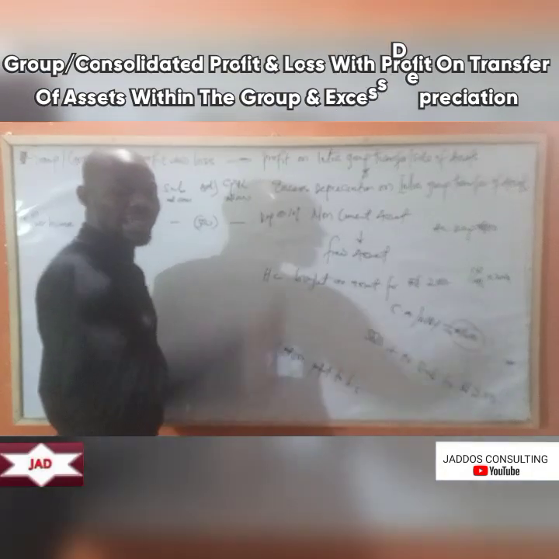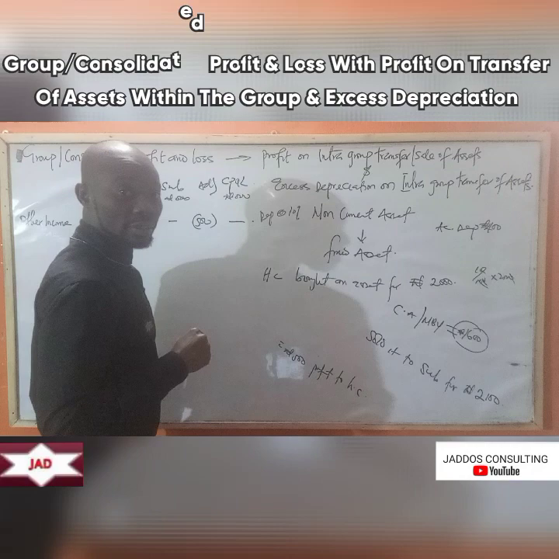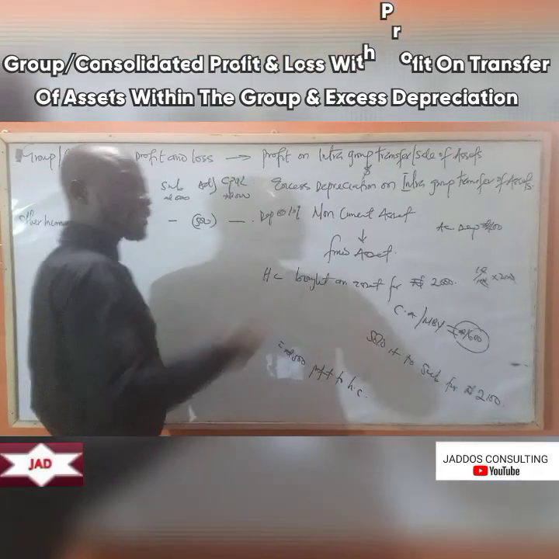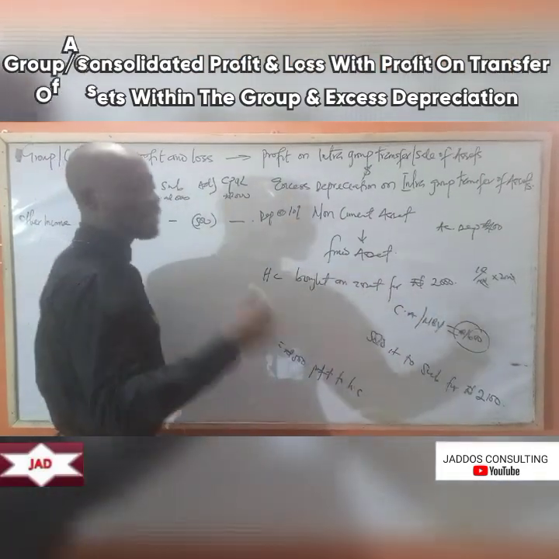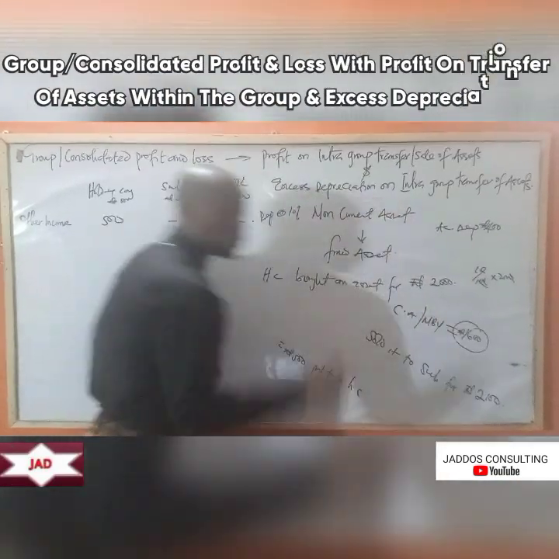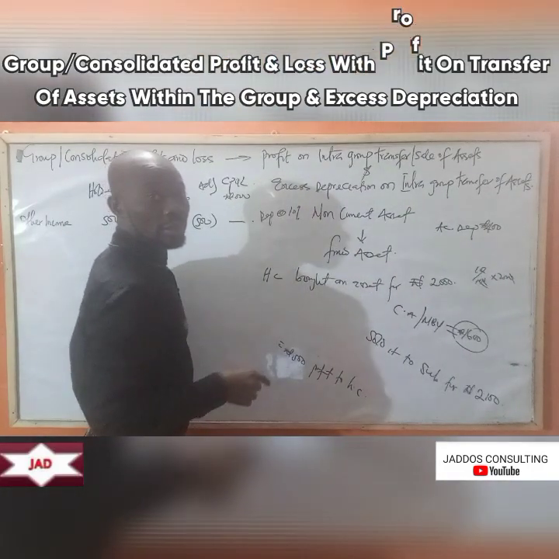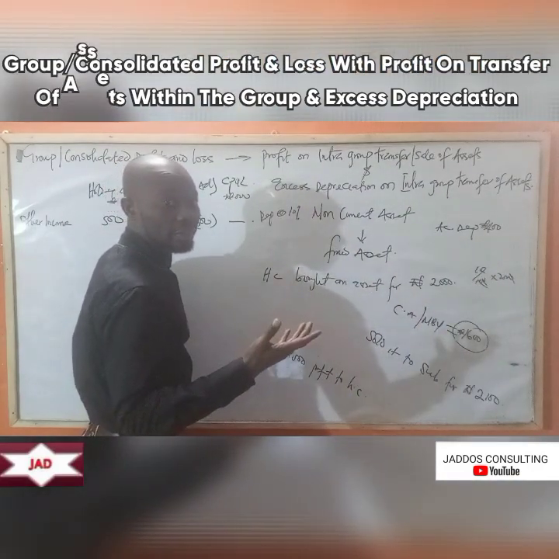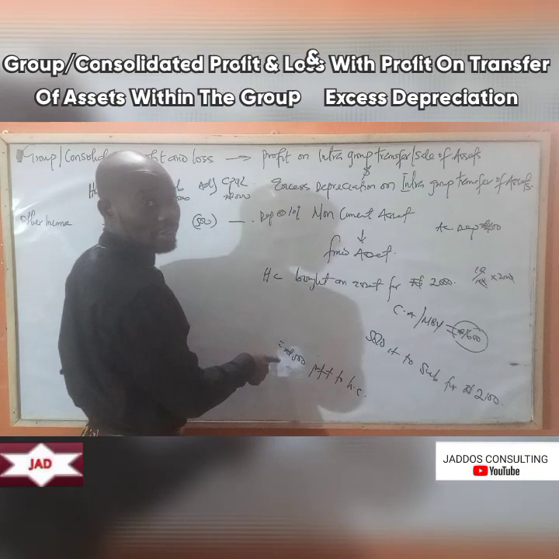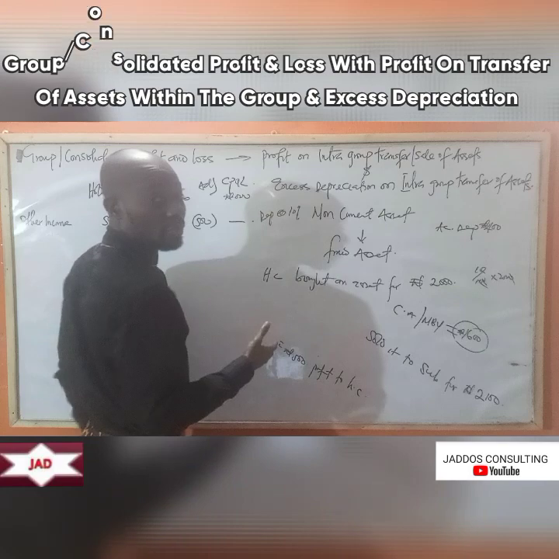That's what the holding company purchased it for. So the cost to the subsidiary can no longer stand. Remember that the holding company sold it for 2,100. To the subsidiary, this is the cost. To the holding company, it's a selling price, or what we call disposal value. That's why they made a profit.